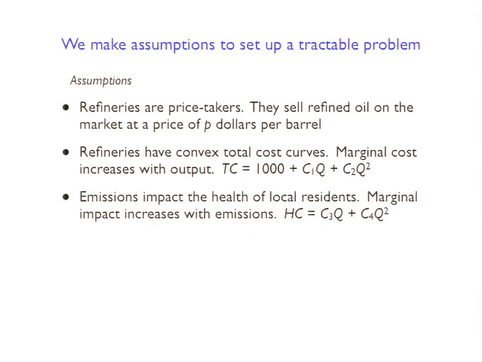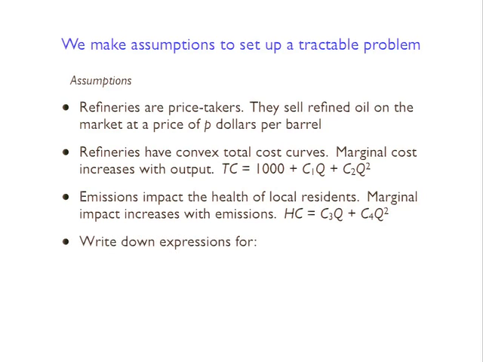And emissions are going to impact the health of local residents. So there are also health costs involved here. And we're, again, going to assume that the marginal impact increases with emissions. So the health costs are going to be C3Q plus C4Q squared. C1, C2, C3, and C4 are all assumed to be positive here. So as you increase the quantity, the total cost of production, of course, goes up, and then also these associated health costs go up.